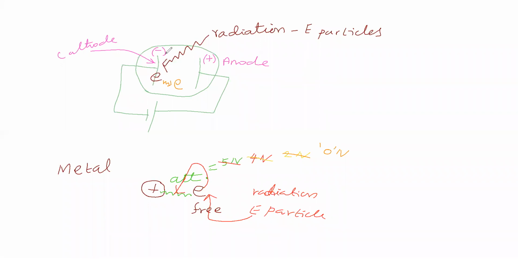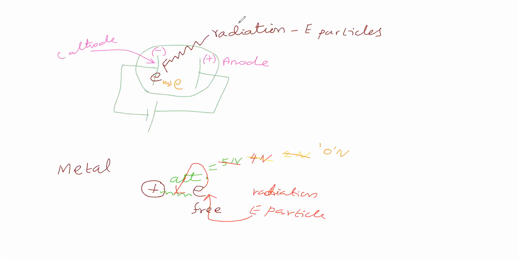What will it do, do you think? This negative plate is called the cathode. Between this cathode and this electron, will there be repulsion or attraction? You know that same poles repel each other and opposite poles attract each other, isn't it?